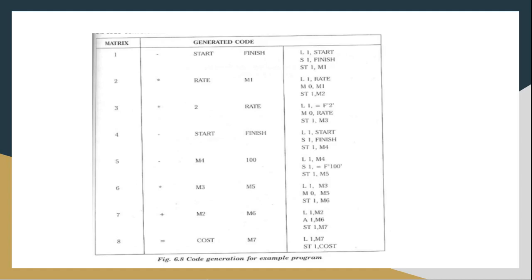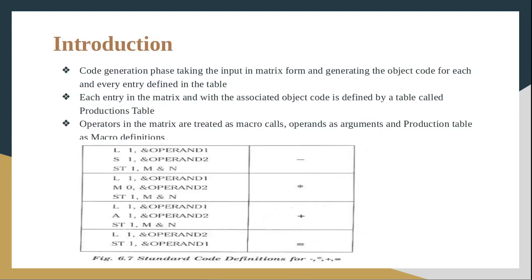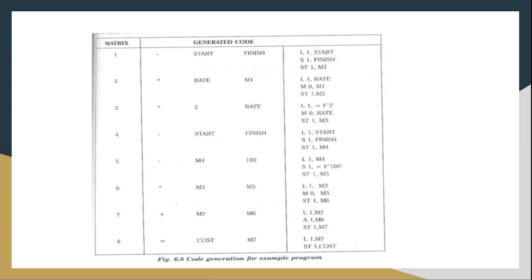So you can see what is the first line in that particular table. The first line is minus start finish. That means the operation is start minus finish. So the operator is minus, that is subtraction, and the two operands are start and finish. So how can we do here? The code production table already defines what is the object code for minus. What is that? L1 comma operand 1. So what is the operand 1 here? Start. And what is the operand 2? Finish.